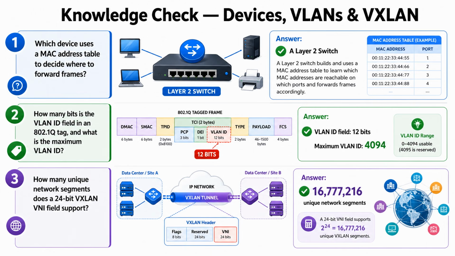Third question, how many unique segments does a 24-bit VXLAN VNI support? 2 to the power of 24 equals 16,777,216. Roughly 16 million unique segment identifiers. Compare that to 802.1Q's 4094, and you understand immediately why VXLAN is the foundation of every modern multi-tenant data center fabric. If the binary math tripped you up, go back to the VXLAN slide and look at the 24-bit VNI callout. That math is fair game on the exam. Ready?